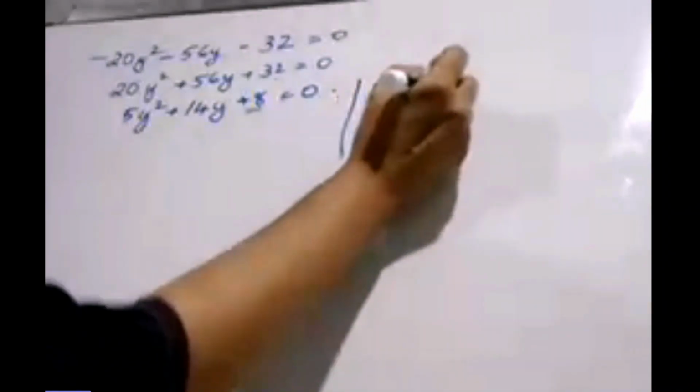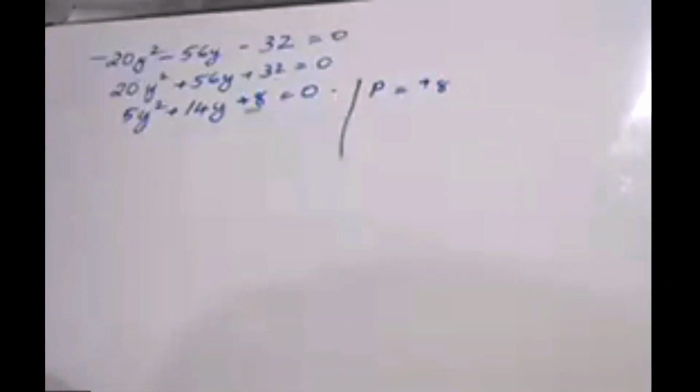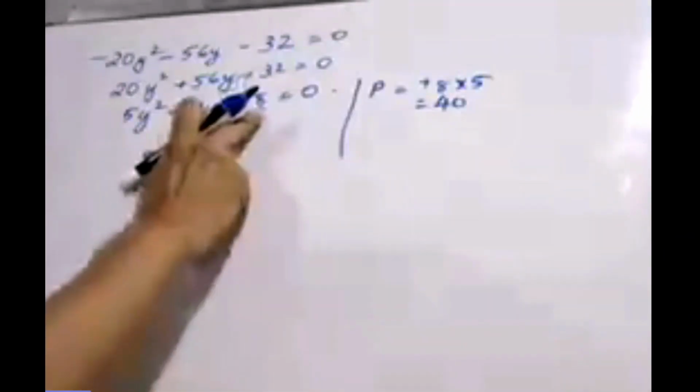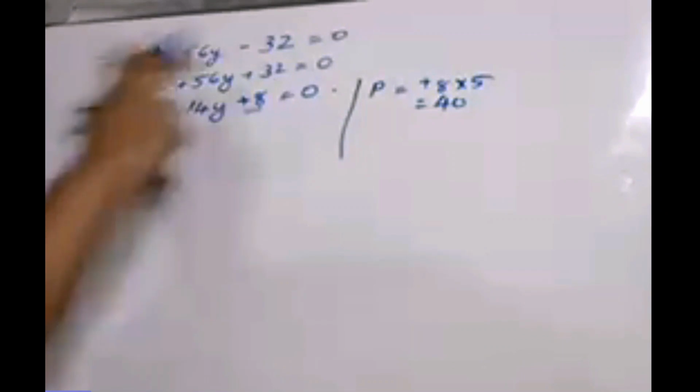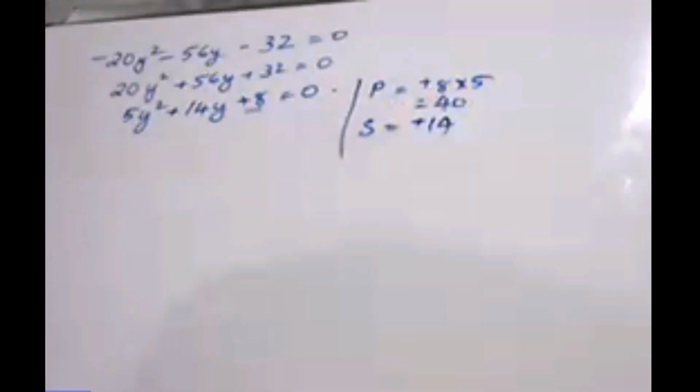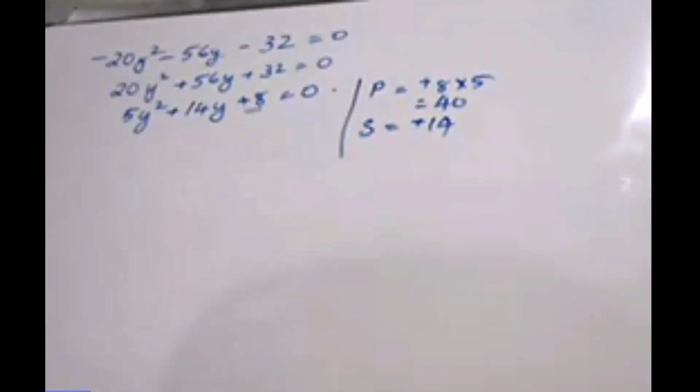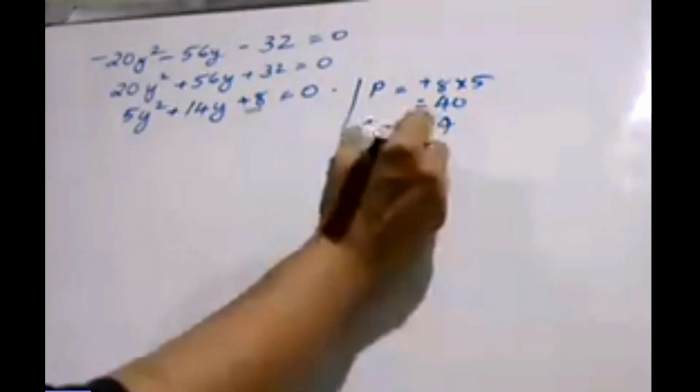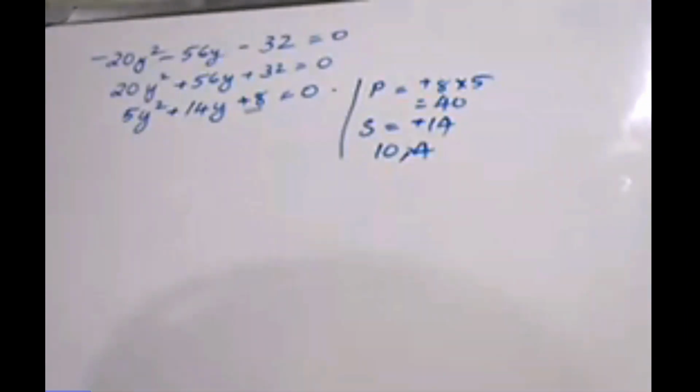Here I am choosing another method. See, the product is equal to positive 8 times 5, which is equal to 40, where 8 is the constant and 5 is the coefficient of y square. The product is 40 and their sum is equal to 14. So I have to find two numbers whose product is 40 and the sum is 14. So I can take it as 4 and 10.